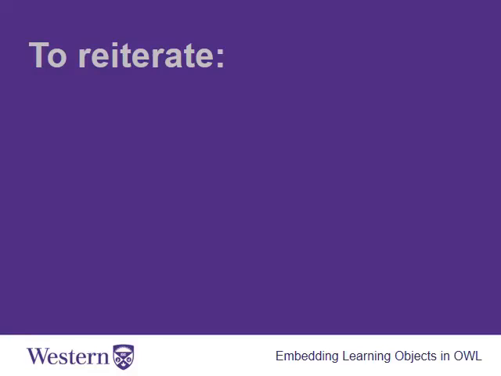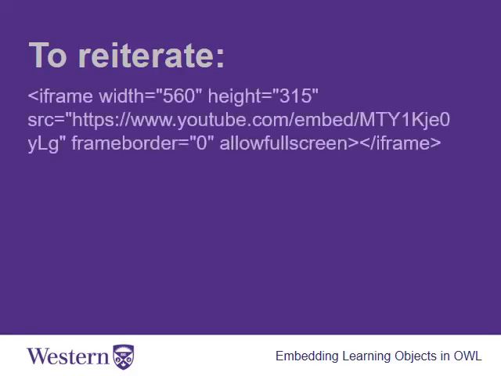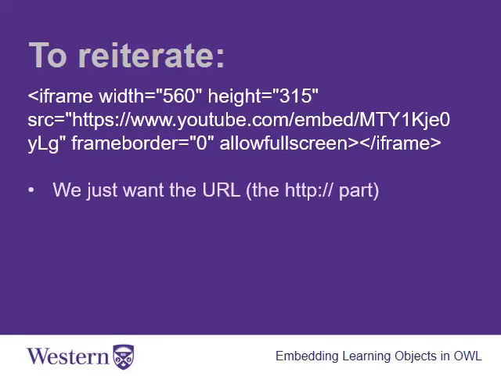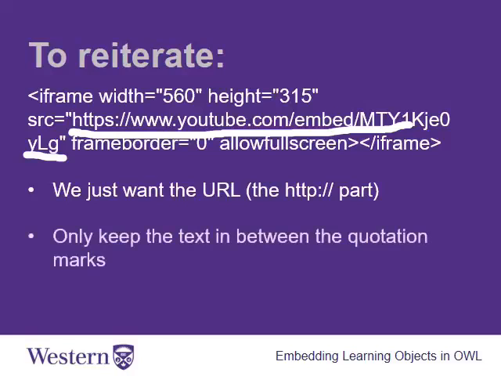So to reiterate, to embed in OWL, we just need the URL. And that URL is inside the embed code that we've copied, but there's a lot of extra information. And so we just need to delete that information. Because we're interested in the URL, that means that we're interested in the part of the embed code that starts with HTTP or HTTPS. I've underlined it here. And we only want to keep the text in between the quotation marks. It might be easy to copy these quotation marks. We don't actually want them. And so copy the text, paste it in the box, and you'll be off to the races.